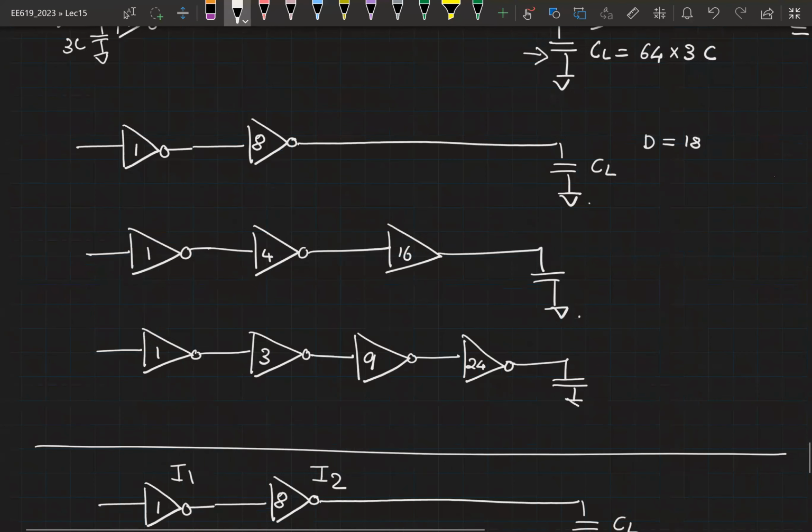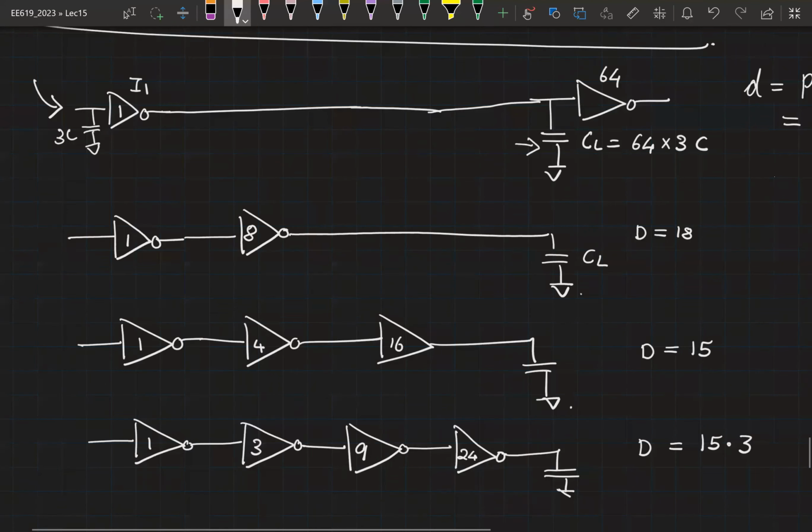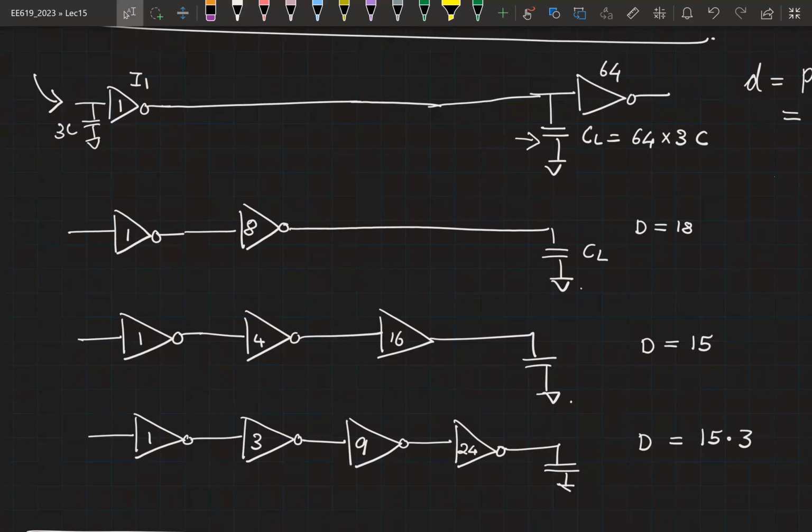So now I leave it to you to find out what is the D value for the other two circuits, but I can give you the final answer. Here you will get D equal to 15. And here you should get D equal to, I think, 15 point something. 15.3. So now that you have these results, please think about what inference you can make from these four results.